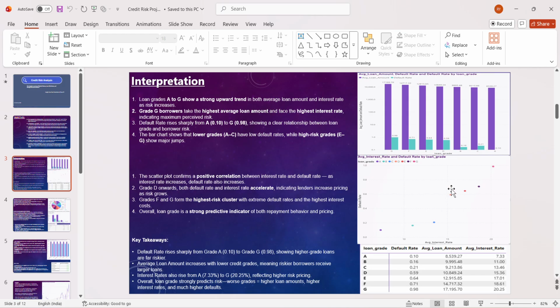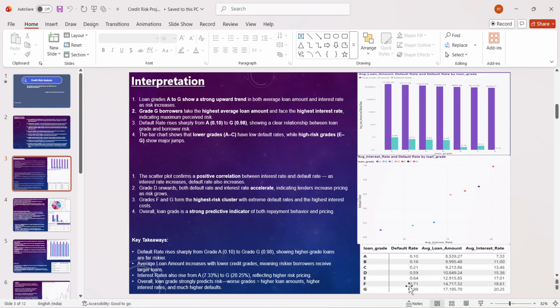If we see grade D onwards, both default rate and interest rate accelerate, indicating lenders increase pricing as risk grows. Grades F and G form the highest risk cluster, with extreme default rates and the highest interest cost. Overall, the loan grade is a strong predictive indicator of both repayment behavior and pricing.